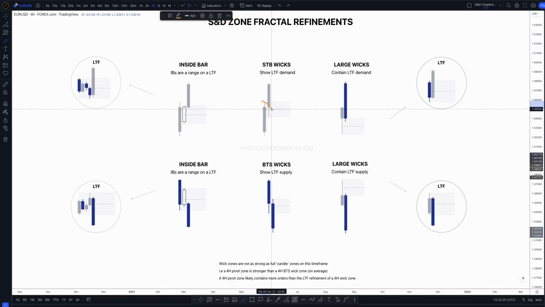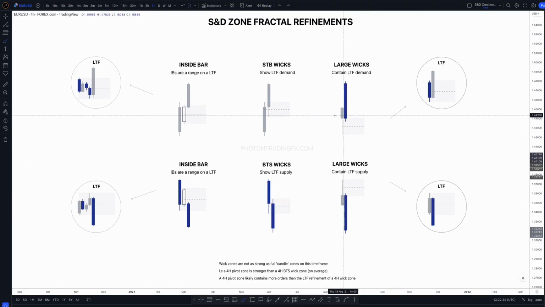So whenever you see wicks like this, you can draw in a zone and realize that it's lower time frame demand. And likewise for supply, right? Price comes down, it pulls back, and it continues down. So that buy before the sell, that is your supply. And if you look on a lower time frame, it will look something like this or like this, okay?